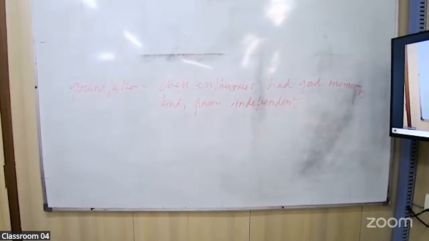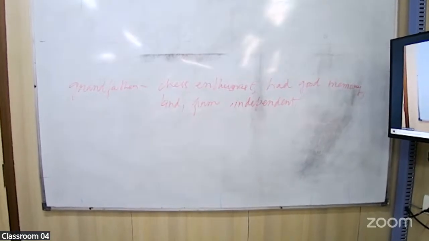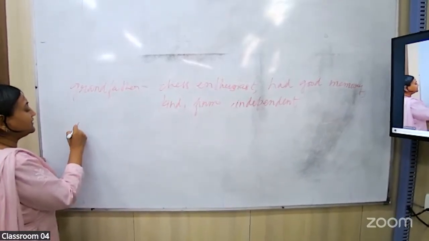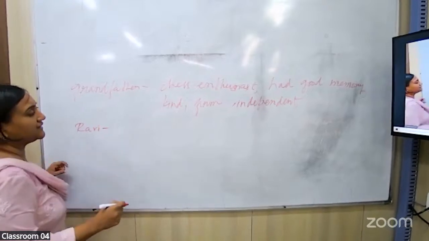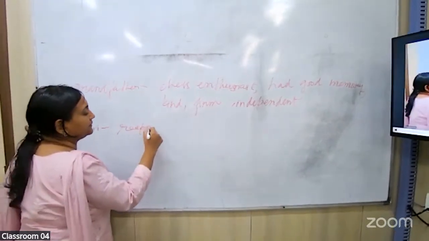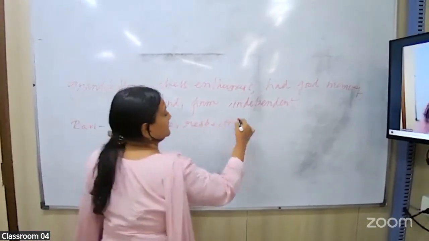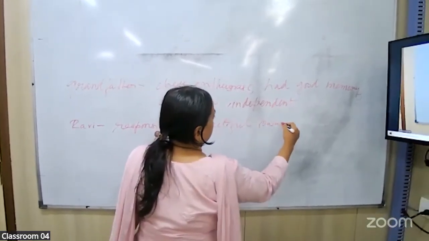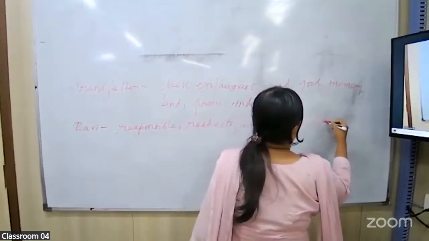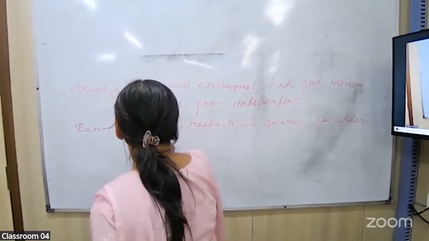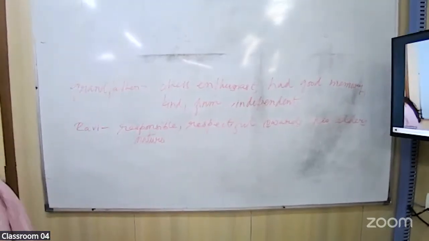we will just write in point form. You have to justify your answer with an example from the text. Now let us see, any two you write down, and then Ravi. Okay, Ravi, what can we say about Ravi? Can we say he was responsible? Respectful towards his elders. Mature, responsible, mature. These two you write down.